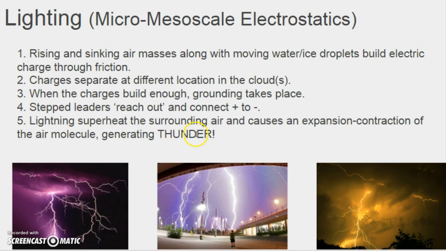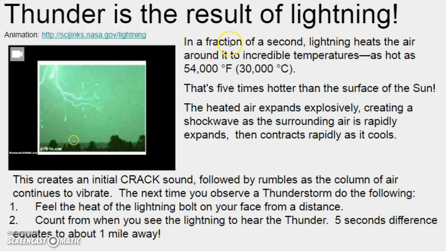Thunder is the direct result of the superheated lightning heating an air molecule, expanding and contracting it, creating a sound wave, or in this case, a shock wave. So thunder is the result of lightning. In a fraction of a second, lightning heats the air around it to incredible temperatures, as hot as 54,000 degrees Fahrenheit, 30,000 degrees Celsius. That's 5 times hotter than the surface of the sun. The heated air expands explosively, creating a shock wave as the surrounding air is rapidly expanding and then contracting rapidly as it cools. So it happens very, very quickly. So this creates an initial crack sound, followed by rumbles as the air column continues to vibrate.